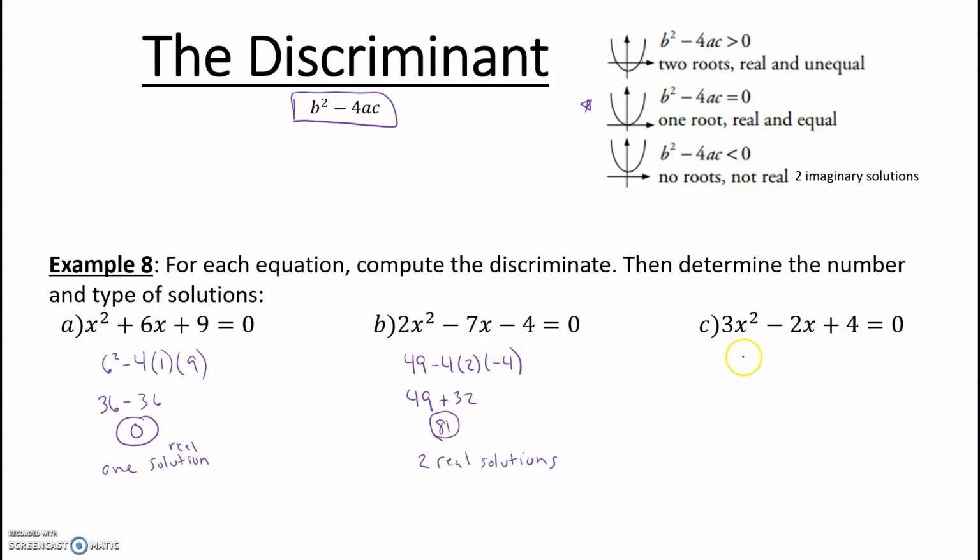And last but not least, we're going to do it again, b squared, so negative 2 squared, minus 4 times a times c. So we've got 4 minus 12 times 4 is 48, and we get negative 44. So my discriminant is negative 44. That gives me the 2 imaginary solutions. So that's how we're using the discriminant. It kind of tells you what to expect for your graph.